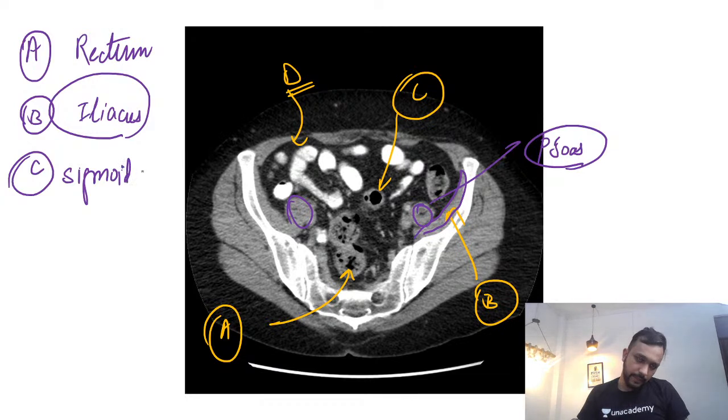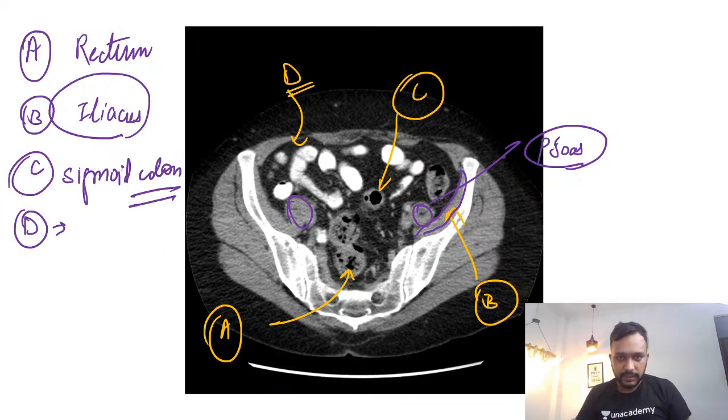The structure labeled as C in this image is your sigmoid colon, and the structure labeled as D, okay, that is your ileal loops.